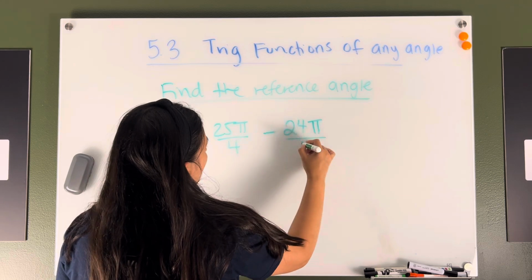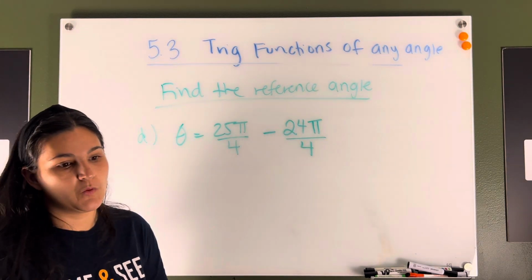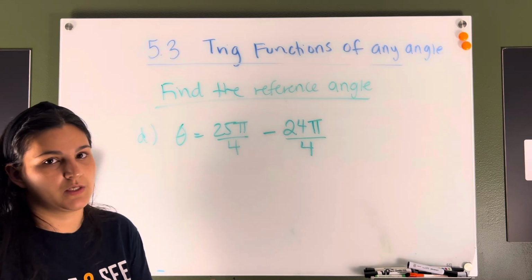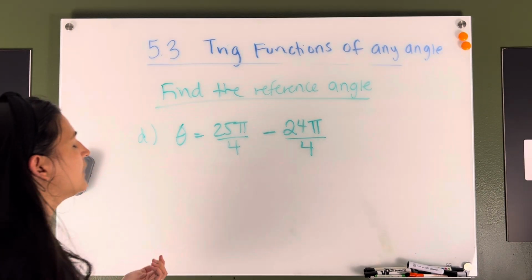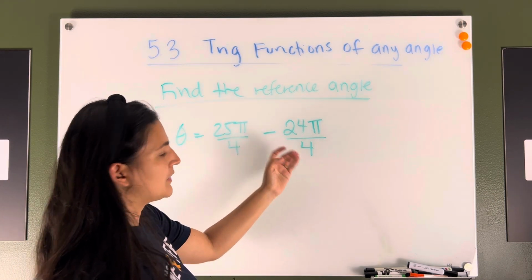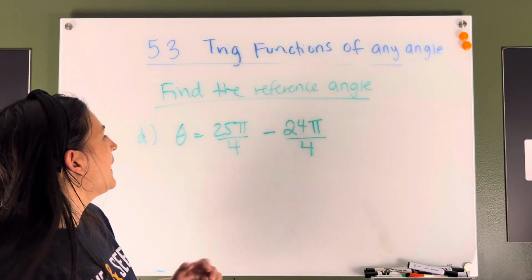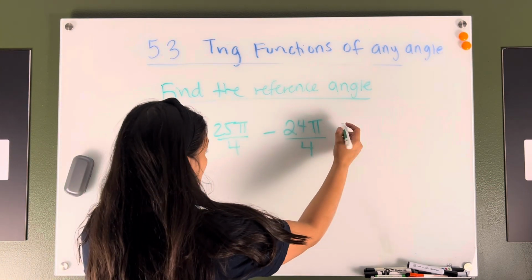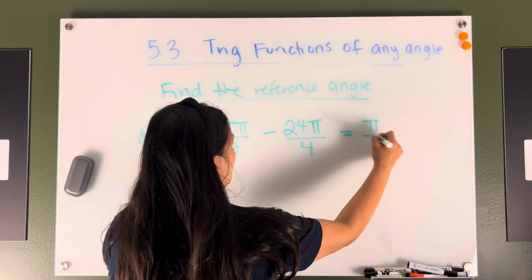25 over 4. Why? Well, remember that you can have several revolutions, right? So if I take away 2 pi, it wouldn't be enough. So here, remember 24 over 4 is the same as 6. So if I take away 6 pi, which is 3 revolutions of 2 pi, then I can see that I'm going to get a coterminal angle. So what is 25 minus 24? That's just pi over 4.